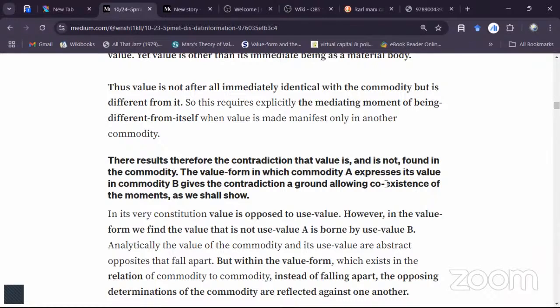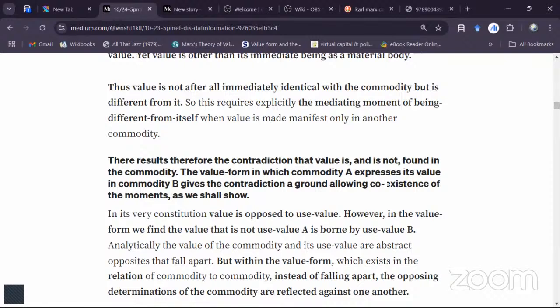The value form in which commodity A expresses its value in commodity B gives the contradiction a ground, allowing coexistence of the moments, as we shall show. Okay, the whole point here is that you have multiple moments that are almost instantaneous, but you know that they have a certain linearity to them. Now you throw certain moments away and you keep other moments, and it could make you crazy, but you have to just get past these challenges.